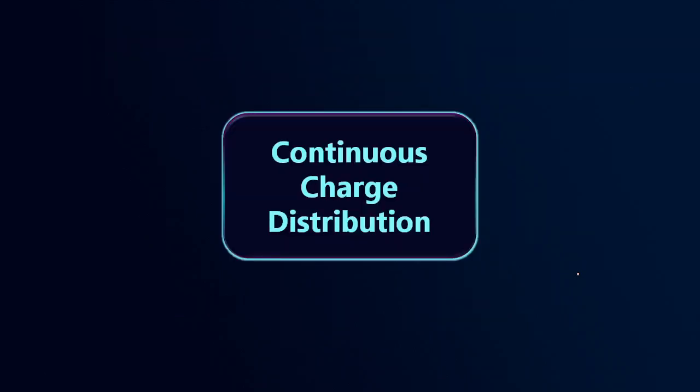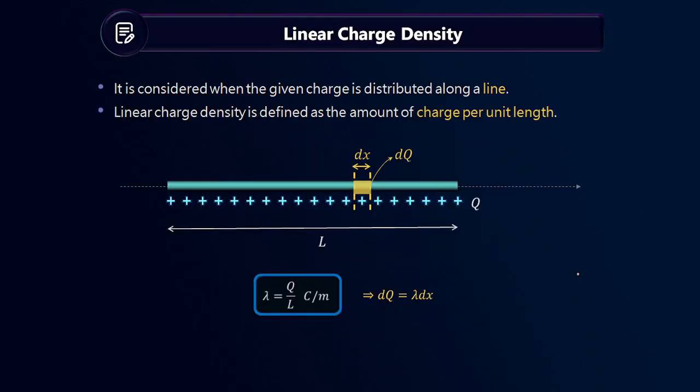Next, let us see continuous charge distribution. When we say continuous charge distribution, that means we have a body on which charge is distributed throughout the body, right? In this, a few terms are there. Let us see one by one.